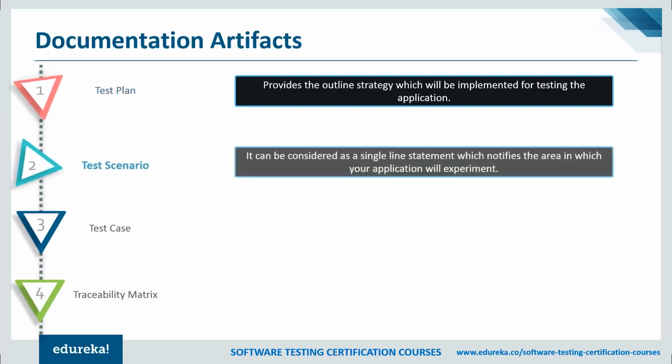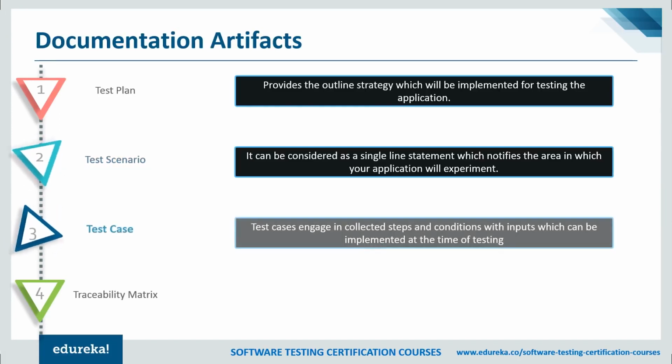Now let's see what a test scenario is. A test scenario can be considered a single line statement which notifies the area in which your application will be tested. This artifact is needed for ensuring the overall procedure is tested from start to finish. So this is your test scenario, where you need to have your use case ID, your requirement ID, the scenario you are working on, the test scenario, and the number of test cases required. So you can go on documenting all the records over here in the test scenario.